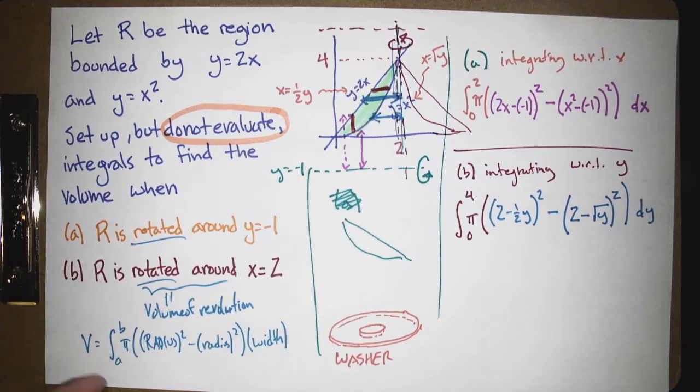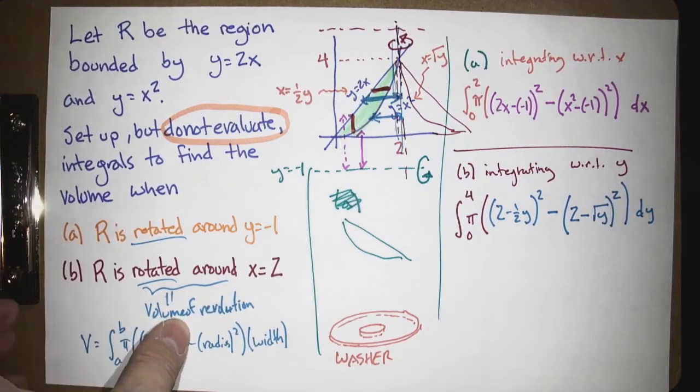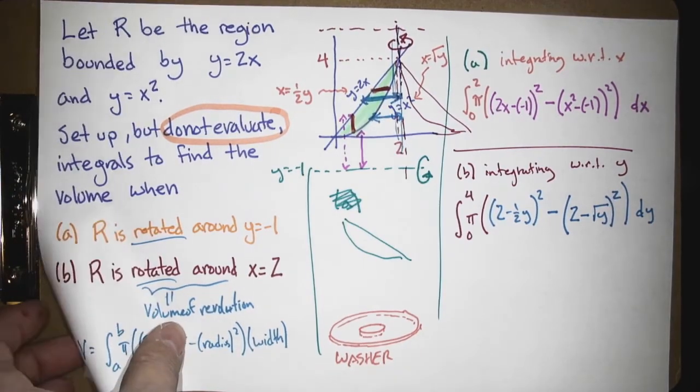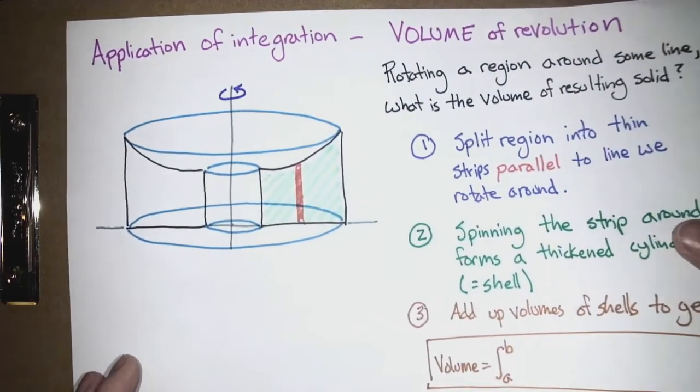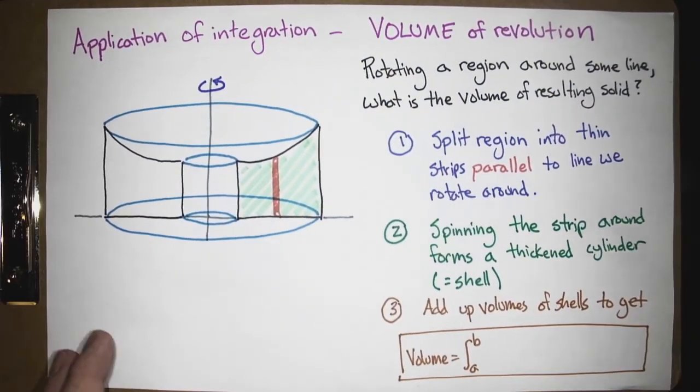Good. Well, let's go on to the other idea. So we've talked about washer. Now we're going to do a volume of revolution, but in a slightly different way. So we have a similar picture. We have a region. We are spinning it around a line. So it's the same setup as what we just talked about. But the thing that's going to be different is how we figure out the answer.